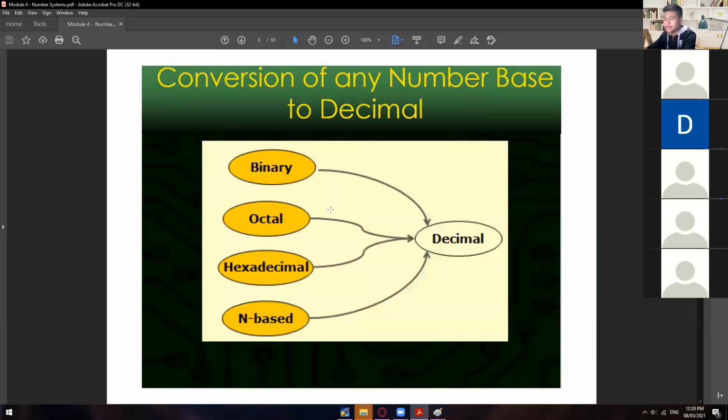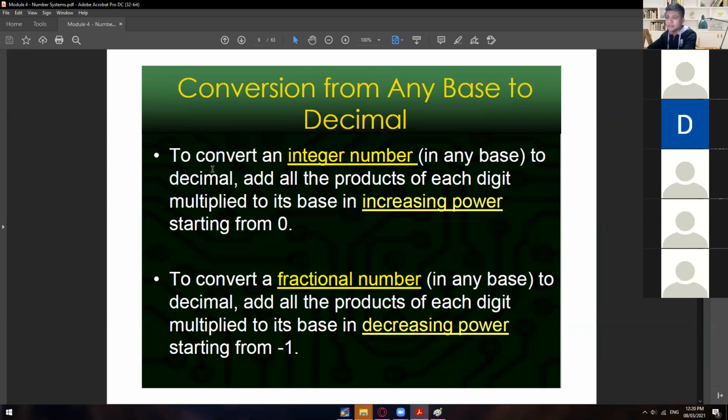All right, so in here we can actually convert any base into decimal. This is how you do it. To convert an integer number in any base to decimal, add all the products of each digit multiplied by its base in increasing power starting from 0. Take note that this is only for the integer number. For the fractional number, you can also convert it from any base to decimal. Just add all the products of each digit multiplied by its base in decreasing power starting from -1.